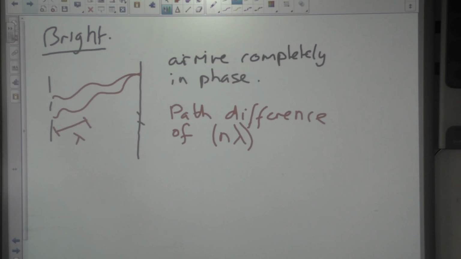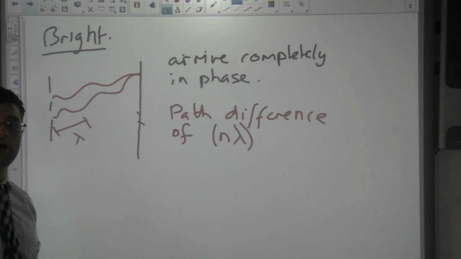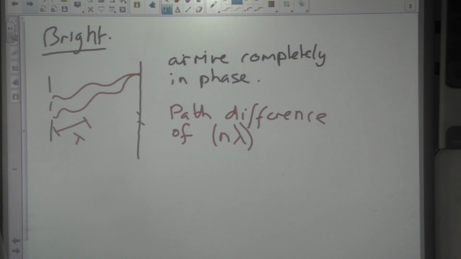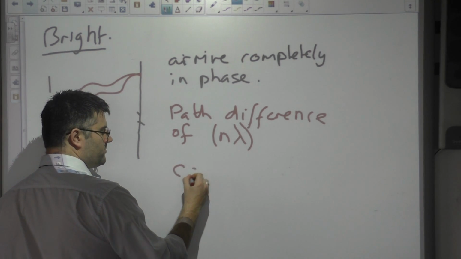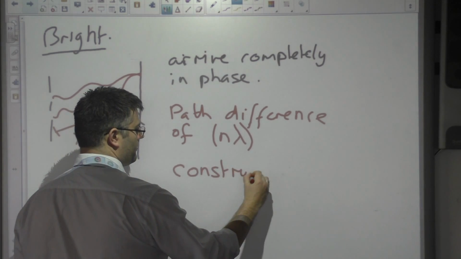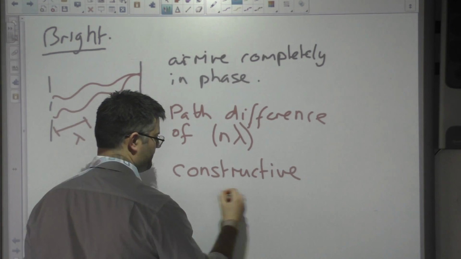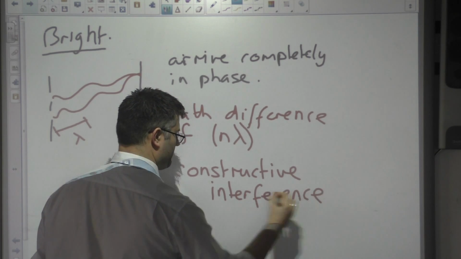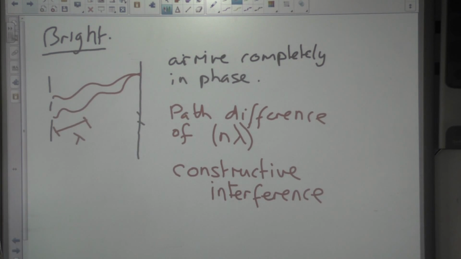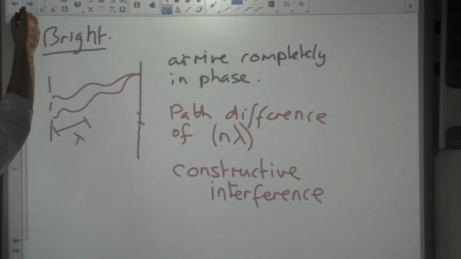So when they arrive completely in phase, or you could suggest that they have a path difference of n lambda, you are going to get a bright spot created on your screen. Okay? And that is all because you get constructive interference. Okay? So let's talk about dark spots then.